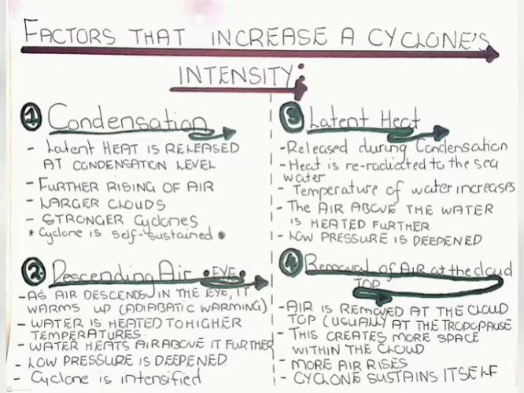Number 2 and 3 are similar. However, for number 3, the source of heat is condensation. Latent heat is released, and in the same way, it heats up the water. The water heats up the air above it. The air rises, and the low pressure is deepened, resulting in stronger cyclones. Lastly, we have the removal of air at the cloud top. This creates more room within the cloud, allowing for more air to rise.